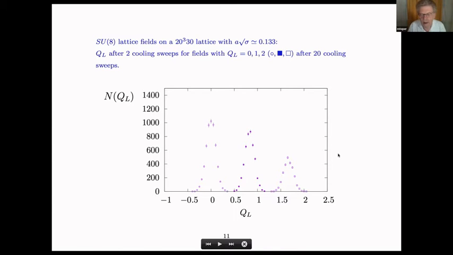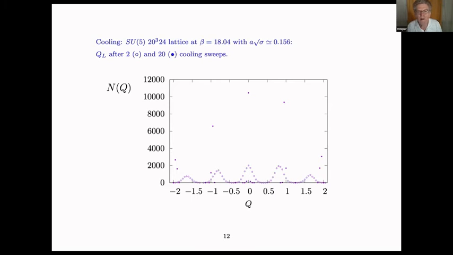Now, SU(8) is a particularly clean example. Maybe that's why I chose it. But you find something similar if you go to SU(5), where it's less clean in the sense that there's now a little bit of overlap between these groups here. And the peak, even after 20 cooling sweeps, is not quite as sharp and distinct, but it is clearly sharp and distinct. So there's a minimal amount of ambiguity here. I think this shows that what you see after 20 cooling sweeps is essentially what you had after 2 cooling sweeps. And I think most of us would believe that what you see after 2 cooling sweeps, twice through the lattice, cannot be different from what was in the original field, even if the original field is obscured by a lot more fluctuations.